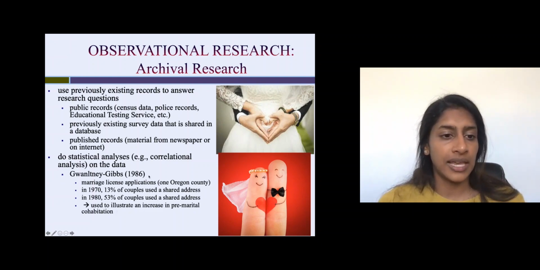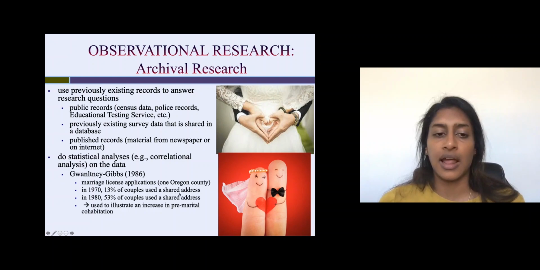So, looking at this particular research study, it looked at marriage license applications between 1970 and 1980. And during those marriage applications, they wanted to take a look at how many of the couples, when they applied for their marriage license, shared the same address versus had different addresses. In 1970, only 13% of the couples had shared addresses. In 1980, 53% of the couples used shared addresses. And so because of this, right, this illustrates an increase in premarital cohabitation.